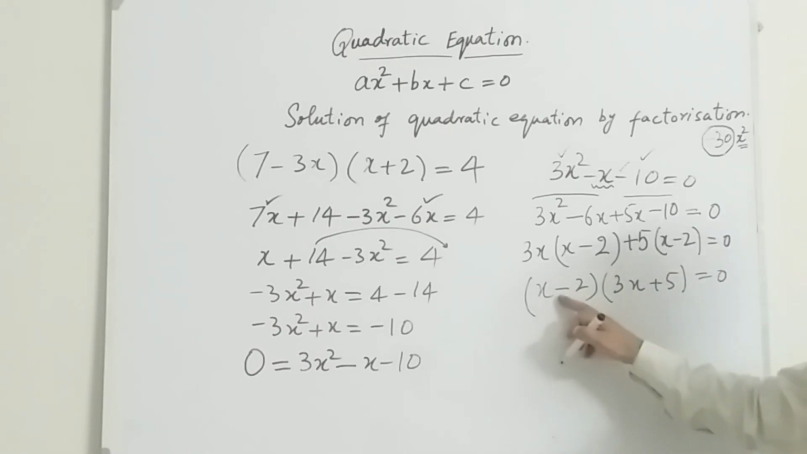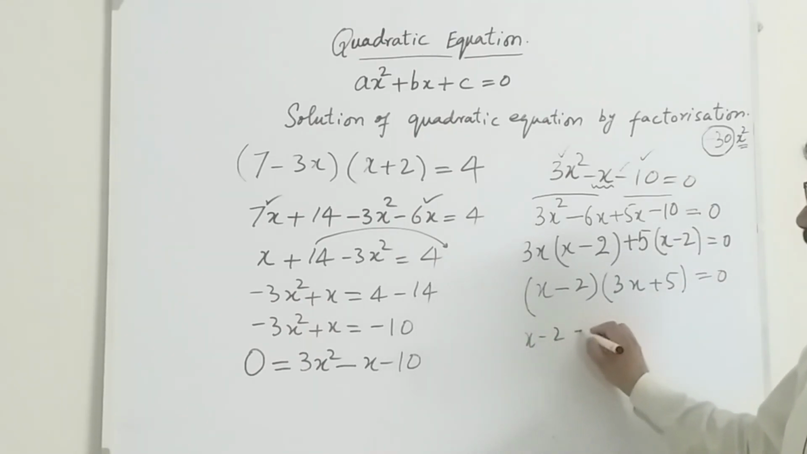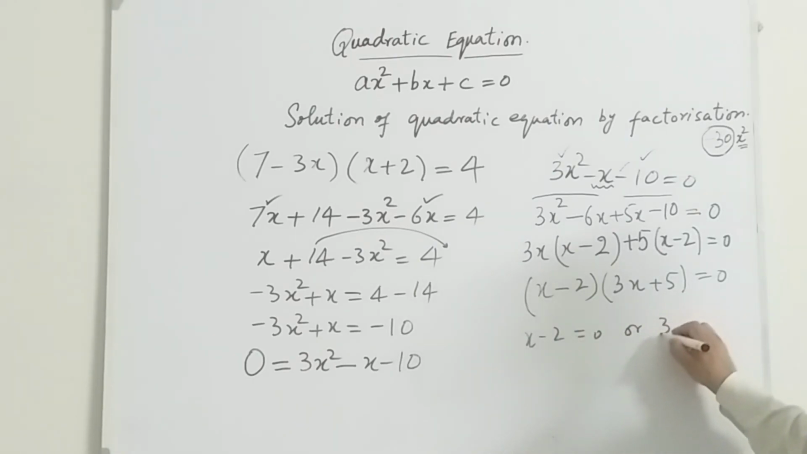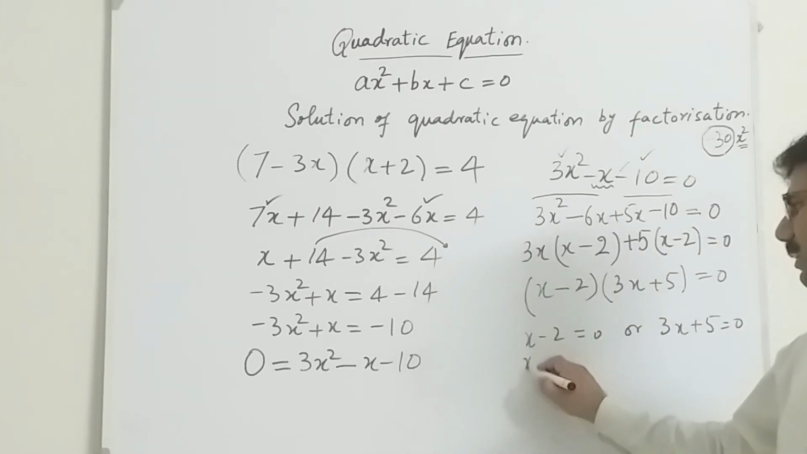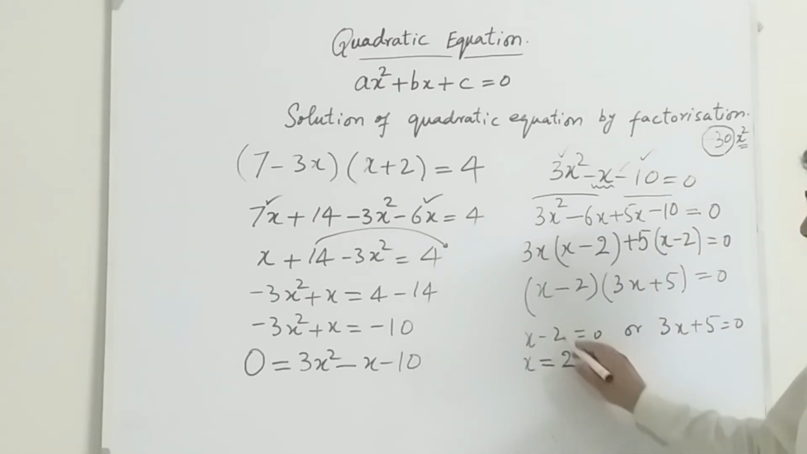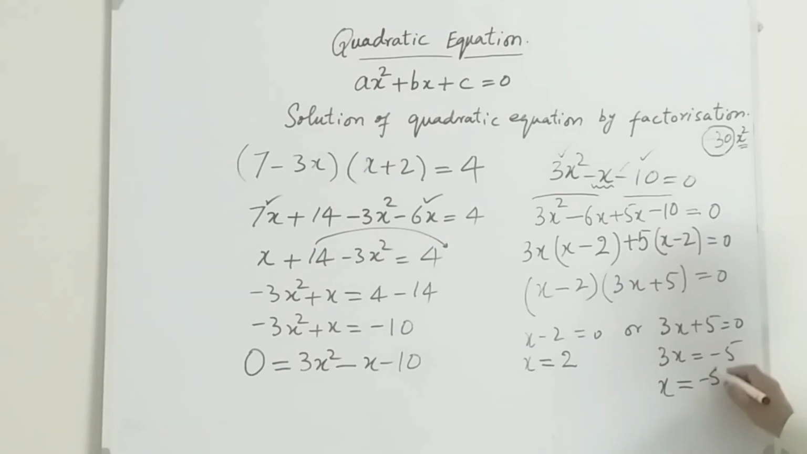Now the product of two expressions is 0. It means that either the first equal to 0 or 3x plus 5 equal to 0. In this way, here we will get x equal to 2 because 0 plus 2, and in this case 3x will be equal to negative 5, because 5 on the other side will become negative 5, and when we shift this 3 to the right hand side, it will be divided. So there are two solutions of this quadratic equation, 2 and negative 5/3.